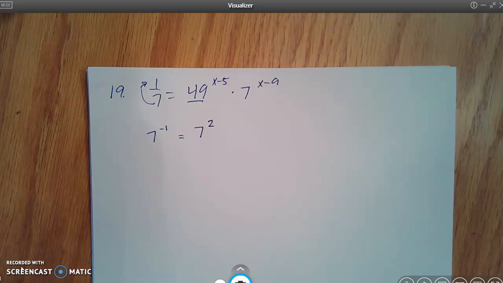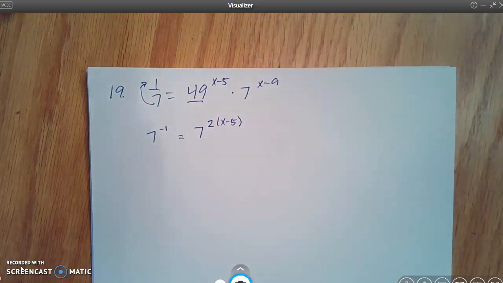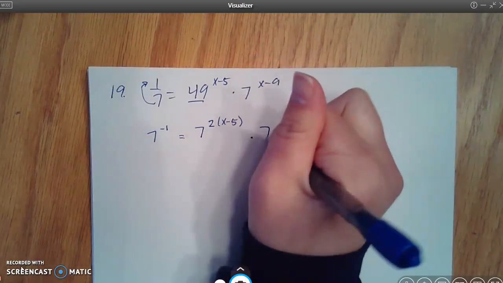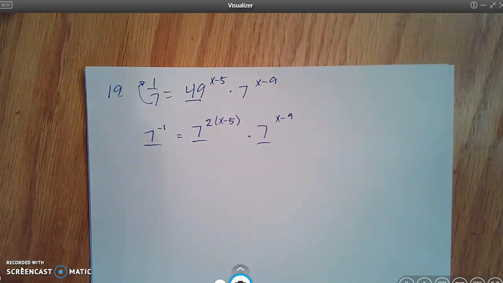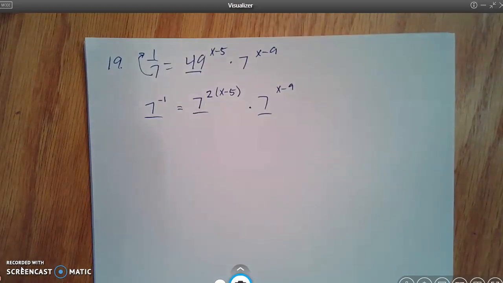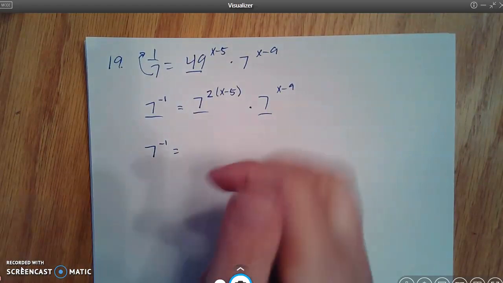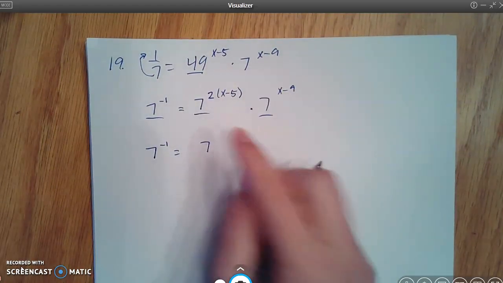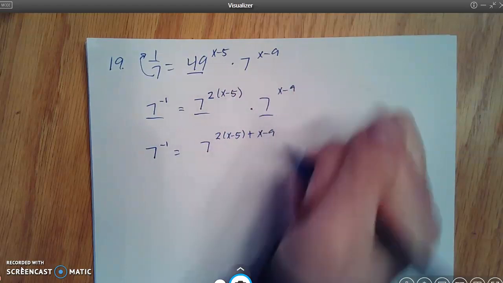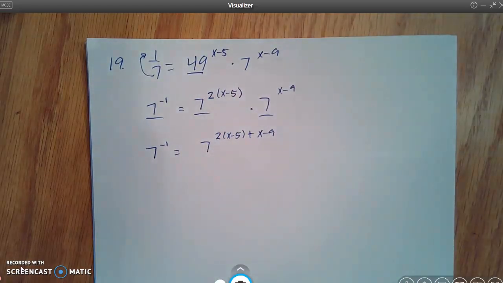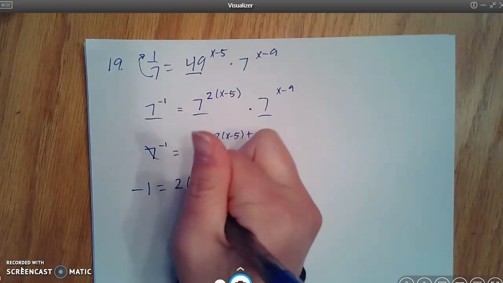And then since you're going to have a power raised to a power, that means we multiply those exponents. And then I also have 7 to the x minus 9. So I need these bases to all be the same, which they are. From here, I can only have one base on each side, so my left side is good. My right side I need to combine. When I'm multiplying, that means I need to add my exponents. From here, my bases are going to cancel, and I'm left with this equation here.